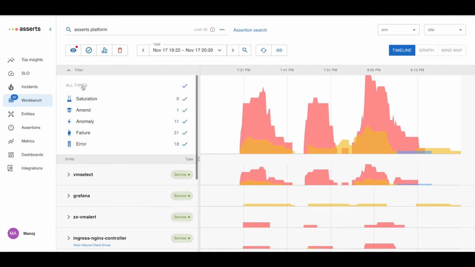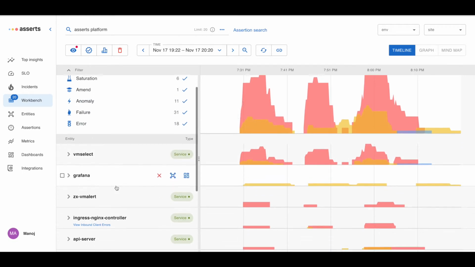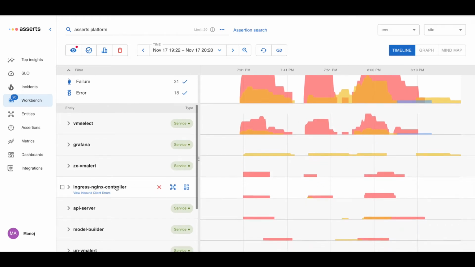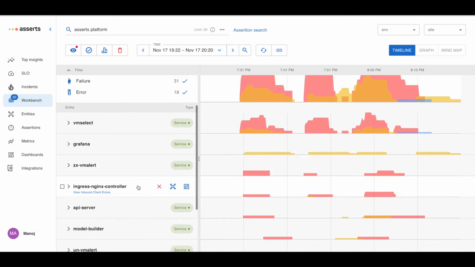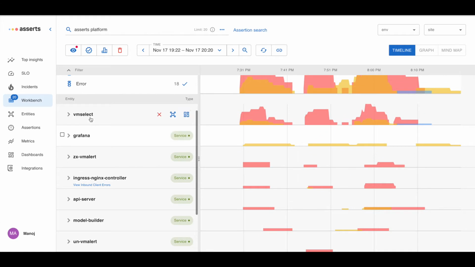Here in Workbench, we are looking at assertions firing on the services at the time of the outage. We categorize the assertions into five categories: saturation, amend, meaning change, anomaly, failure, and error. The services are ranked by number of assertions firing on them. VM Select is having the most problems, so it has risen to the top.